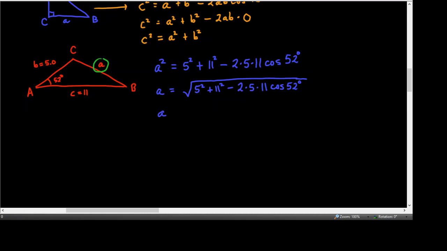You should get A is approximately equal to 8.847. I hope you were in degree mode, because 52 degrees is a degree measure. If you didn't get the correct answer, that's a possible error that you may have made. Now I'd like for you to go back and type it again, but this time do the arithmetic you can do in your head. What I would type is square root of 25 plus 121 minus 110 cosine of 52 degrees. So I'm typing a lot less.